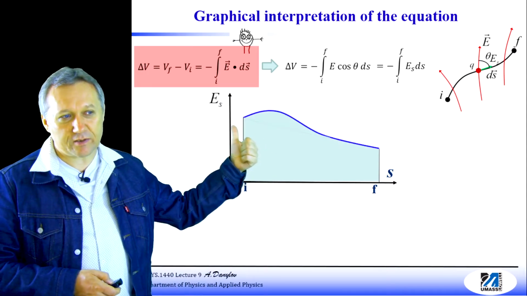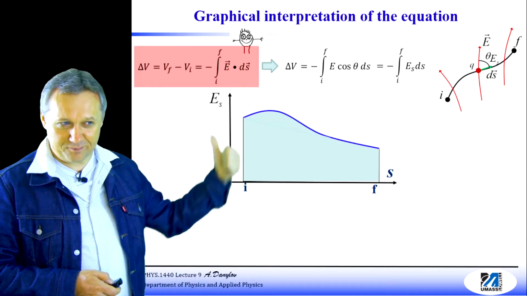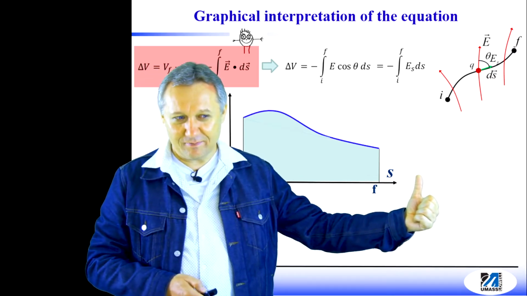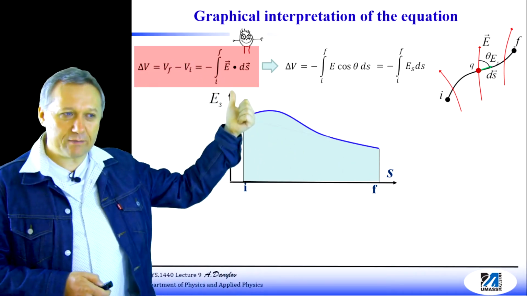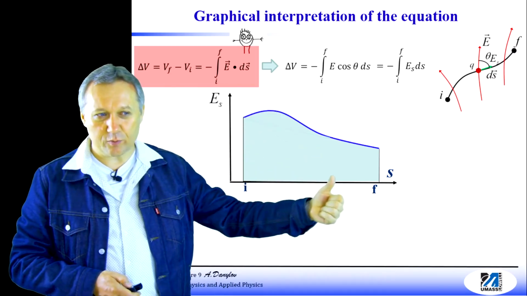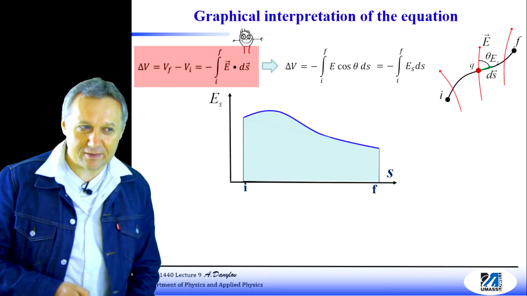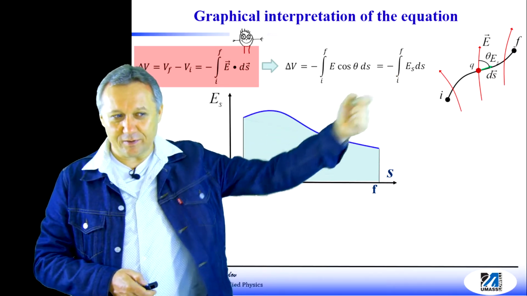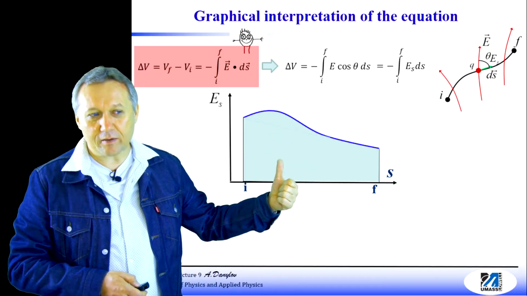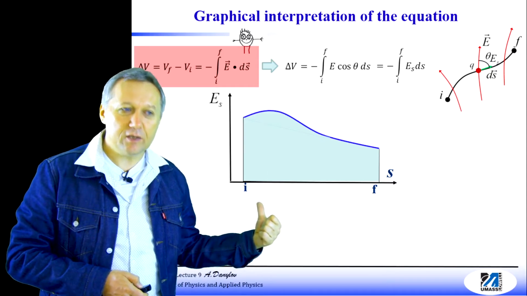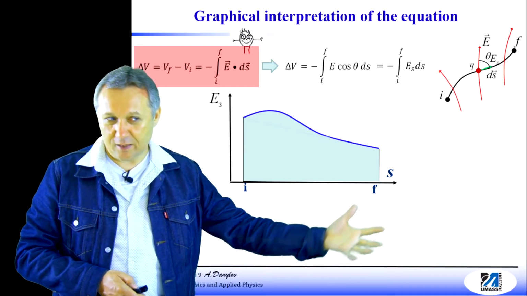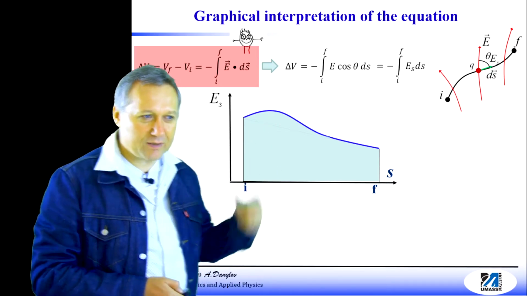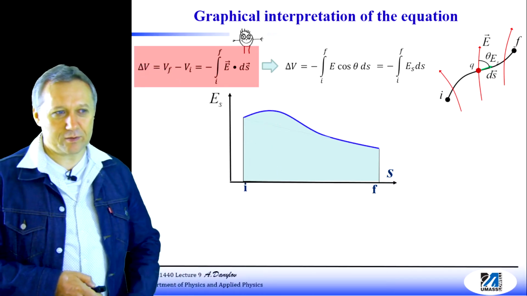So, as I just said, if you plot E sub s along the vertical axis versus s, the variable of integration, this is the plot which shows the relationship between E sub s and s, and the value of this integral equals the area under this plot, again between the initial and the final point. That's the graphical meaning of an integral. It's just basically basics of calculus.